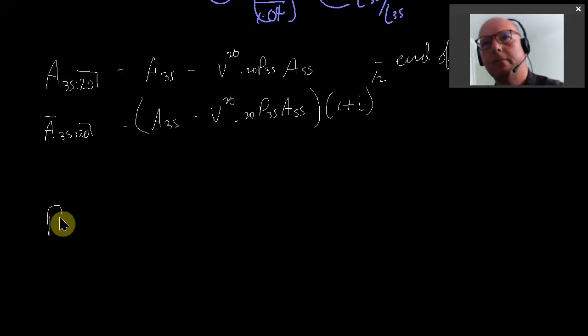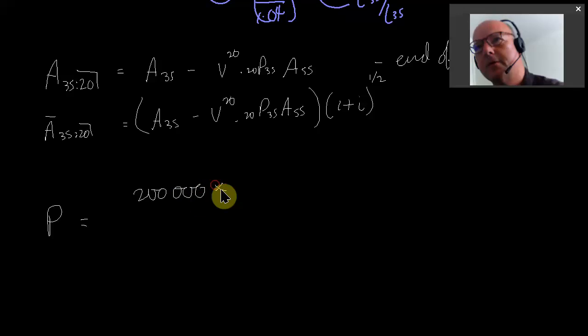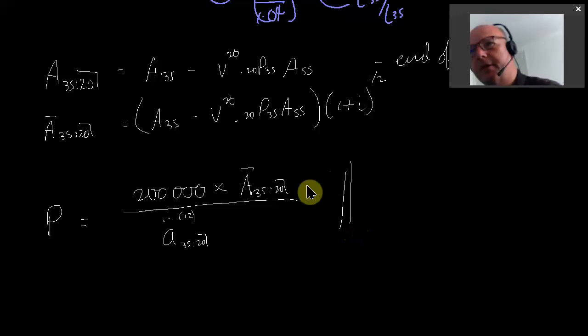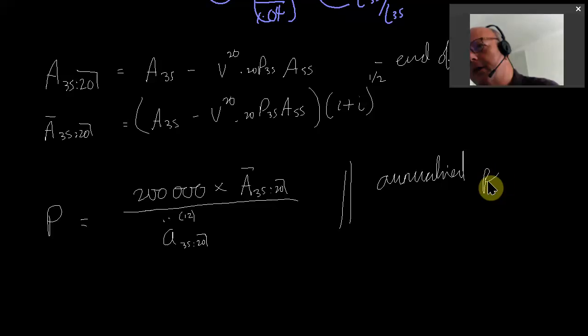So P, my premium, is equal to 200,000 times this value divided by this value. Okay, so that is how we do it. Now that will give you, and it's always worth doing a sort of common sense check, that will actually give you the annualized premium.